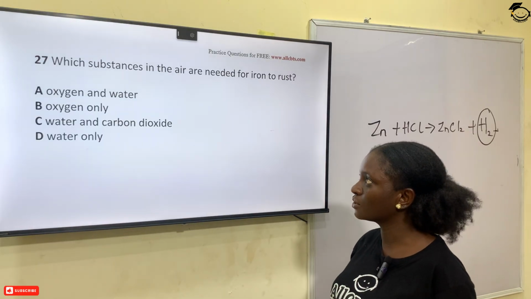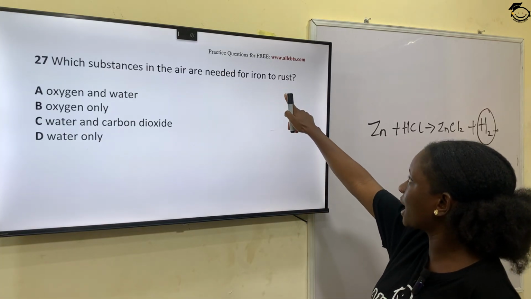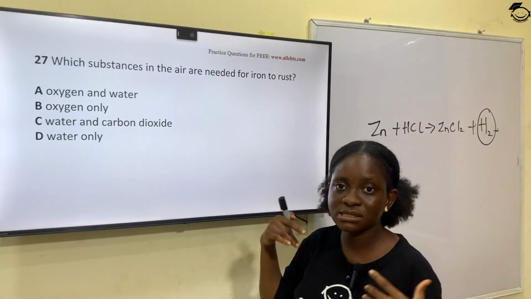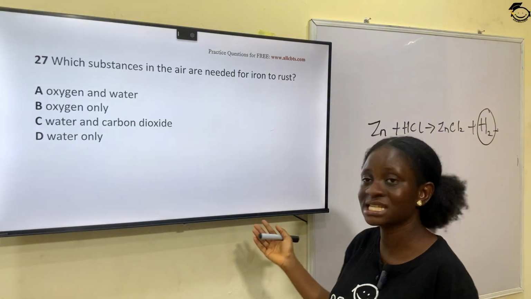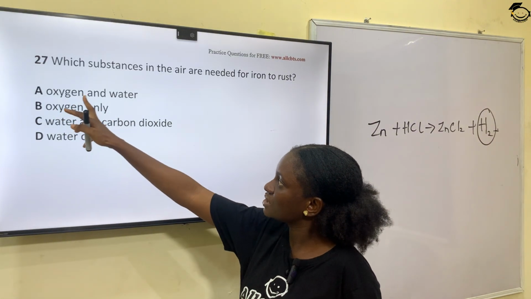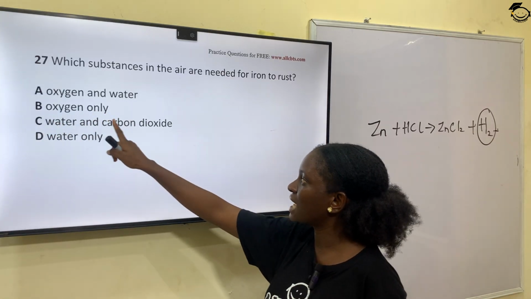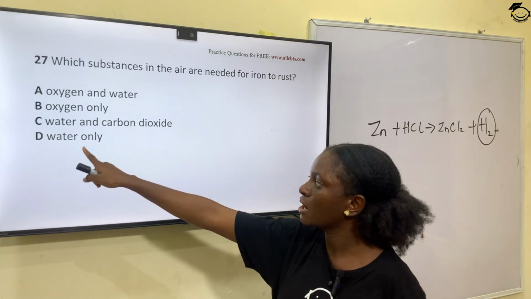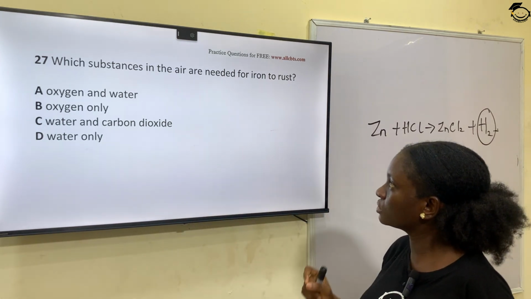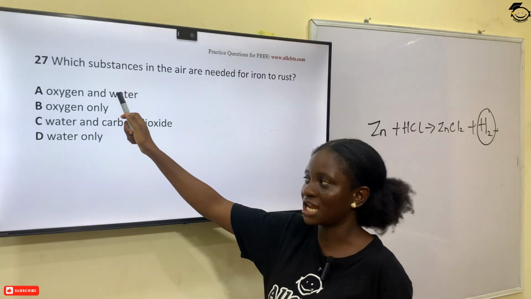Question 27. Which substances in air are needed for iron to rust? So that's corrosion. Which substances make iron rust? A, oxygen and water. B, oxygen only. C, water and carbon dioxide. D, water only. So the substances that are needed for iron to rust are oxygen and water.